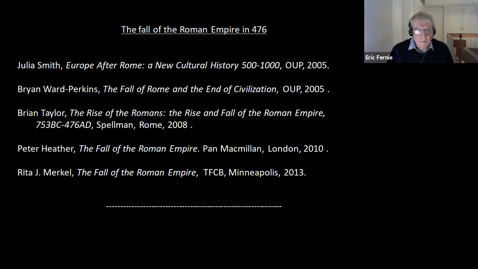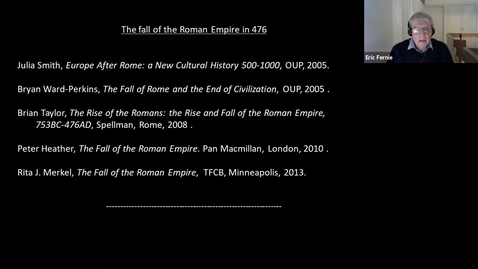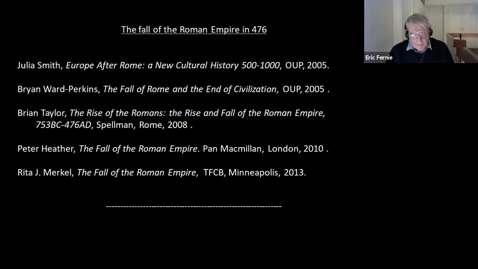In the first book, the date is implicit, After Rome, a new cultural history 500 and so on. And with the other three, all you have to do is open them at their contents page and you will see that they are dealing with the same event, the fall of the Roman Empire in 476. There's just one problem. The Roman Empire didn't fall in 476. What fell in that year was the Western Roman Empire.